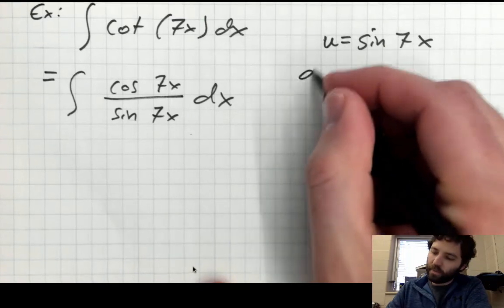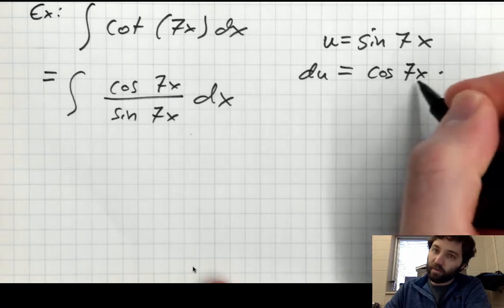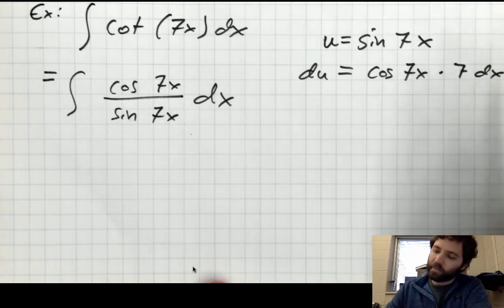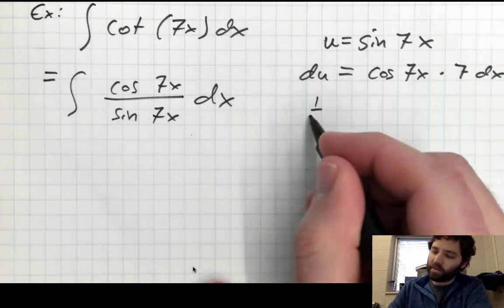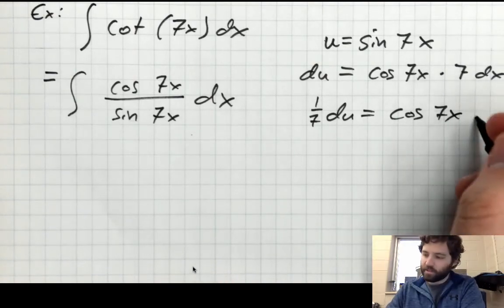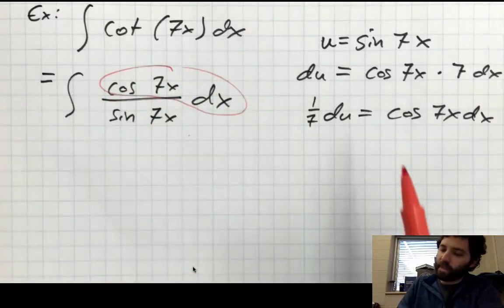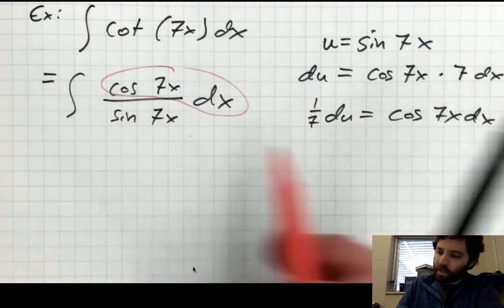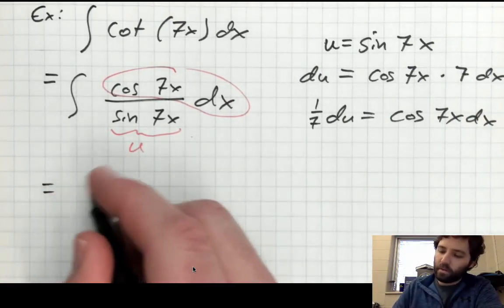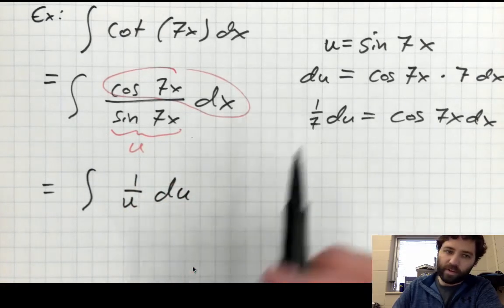So in this case then, du will equal cosine of 7x times the derivative of 7x, which is 7, dx. I'm going to move the 7 over to the left, so I get 1/7 du is equal to cosine of 7x dx. And you can see then right here, cosine 7x dx, that's my du. And then sine of 7x right here would be u. So I get this, 1 over u du. And don't forget the 1/7 comes out in front of everything.